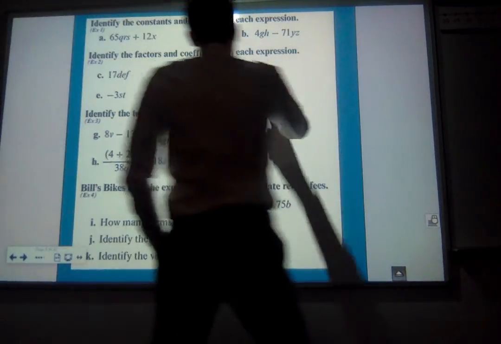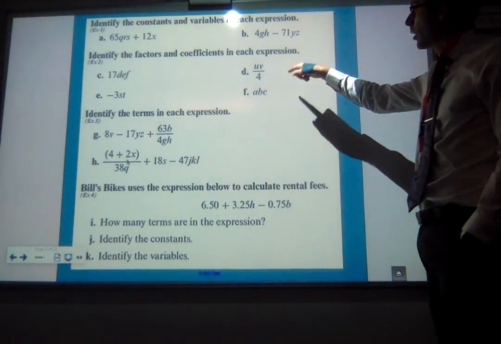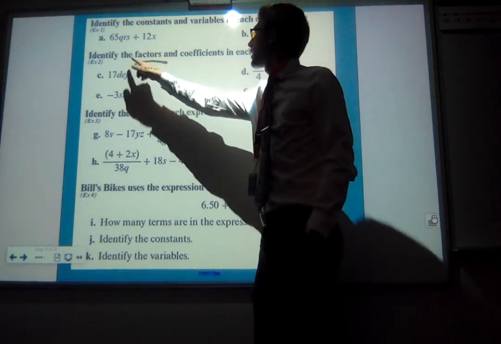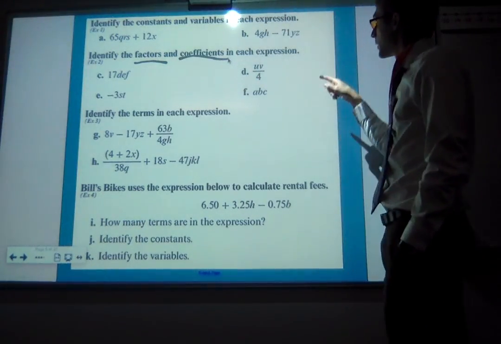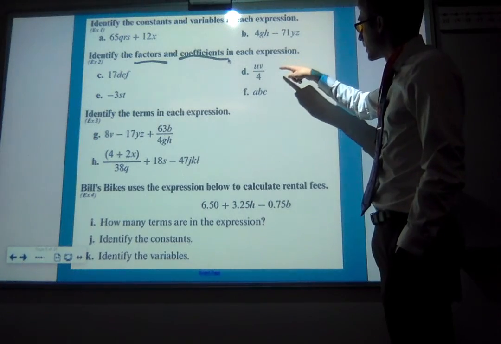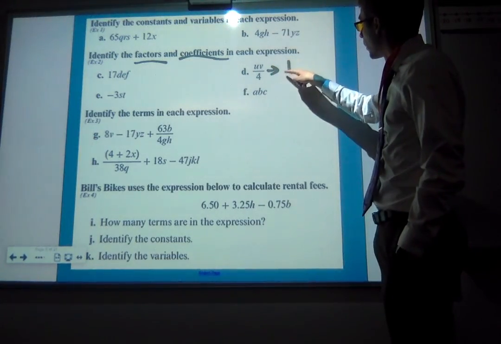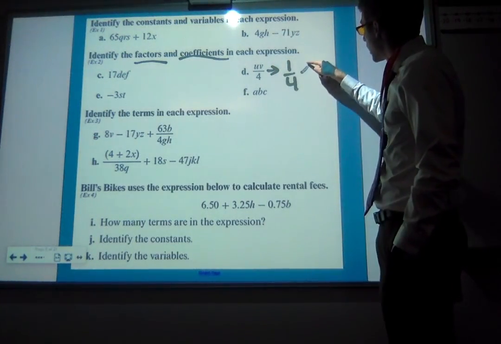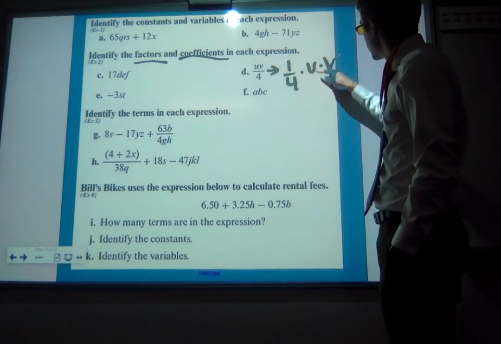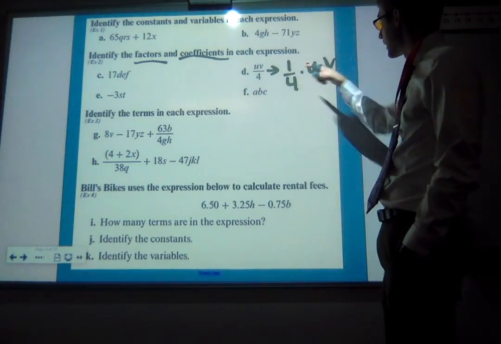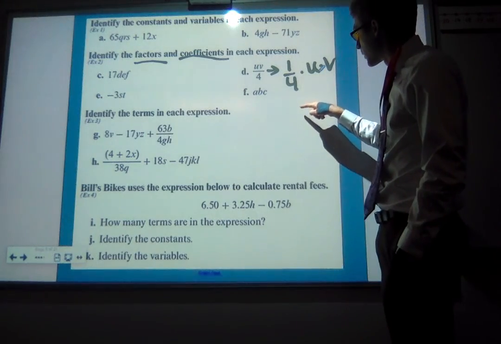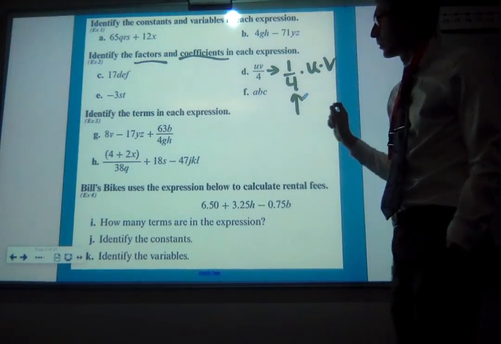All right, so here we have u times v all over 4. We want to get the factors and the coefficients. So what we see here is this can also be written as 1/4 times u times v. So therefore we see that these are the factors, whereas 1/4 is going to be the coefficient.